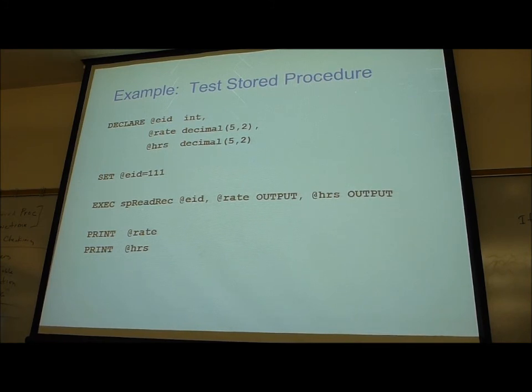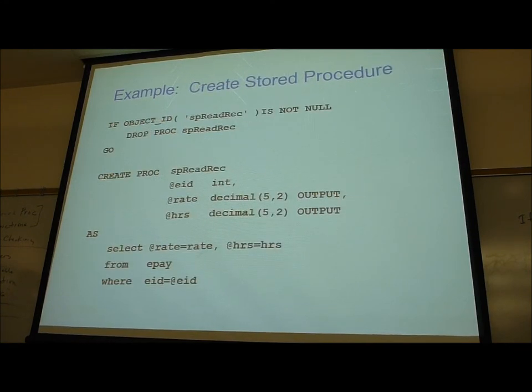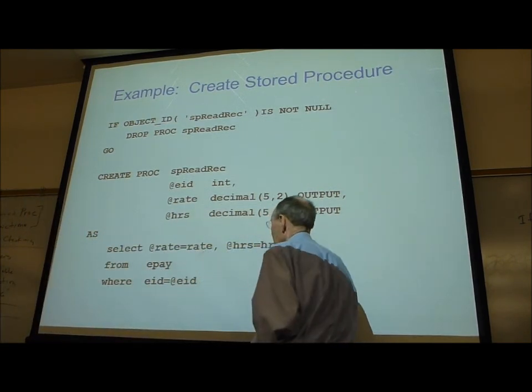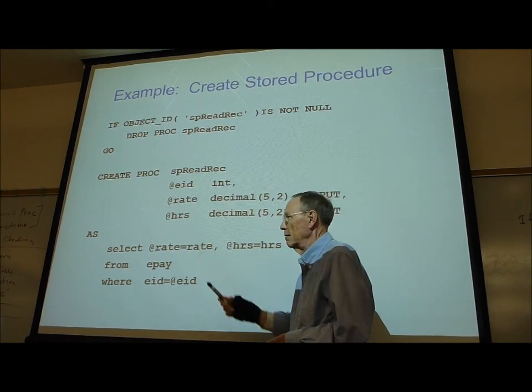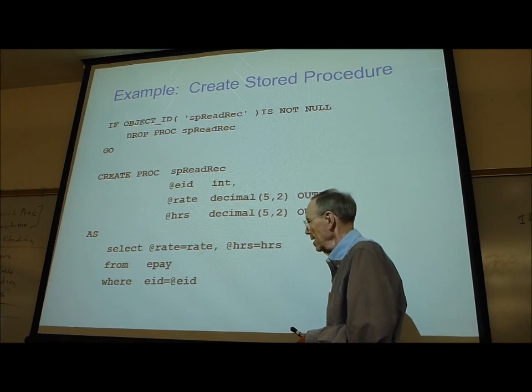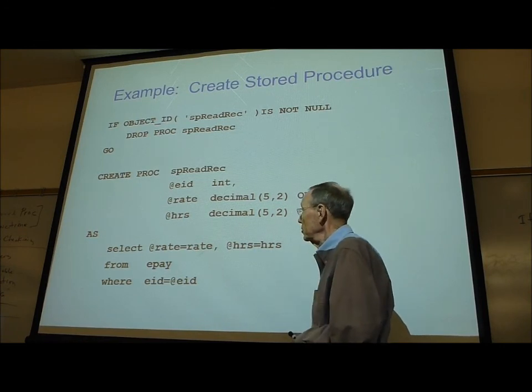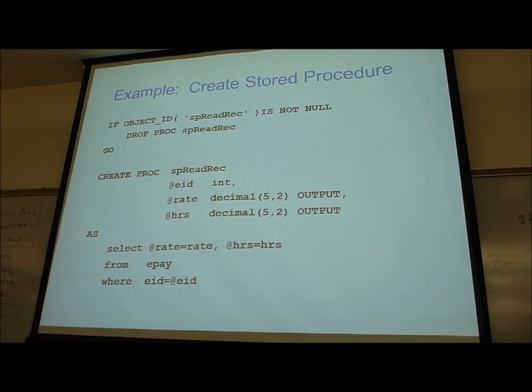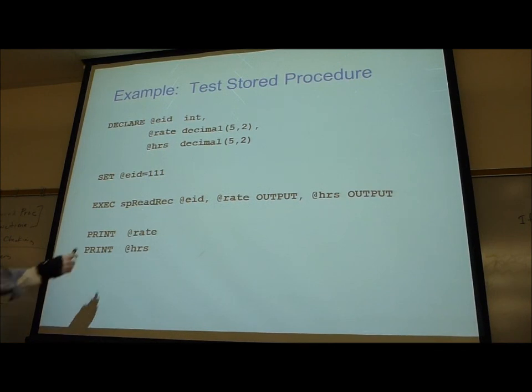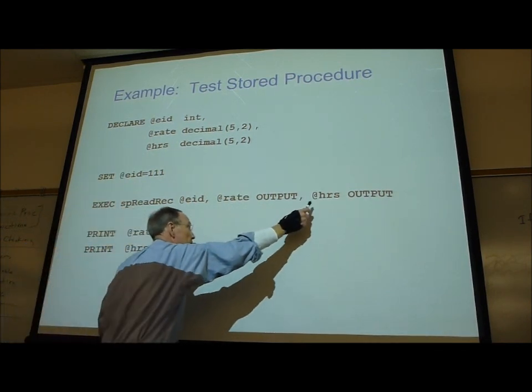Here, the rate and hours, you didn't specify output, so are they considered input variables? The previous slide specified output, so the rate and the hours are going to be output. Now what we're doing is selecting from the database, and then I'm going to return these to this other batch, into these variables.